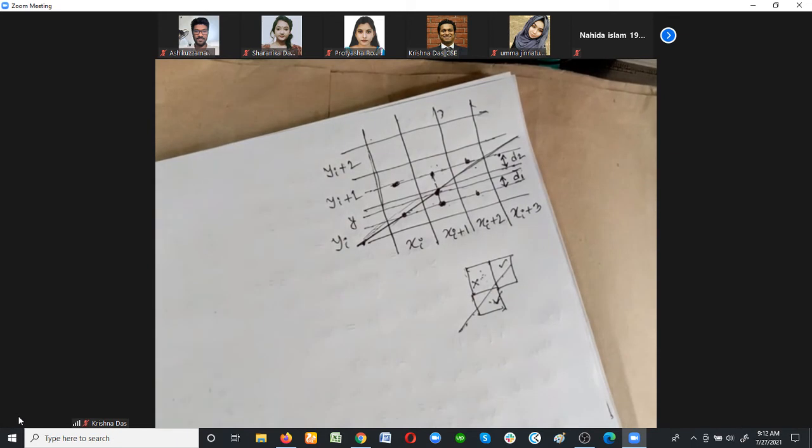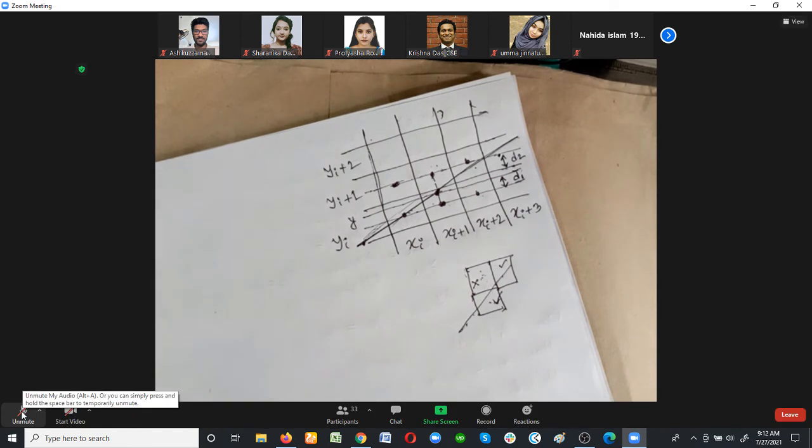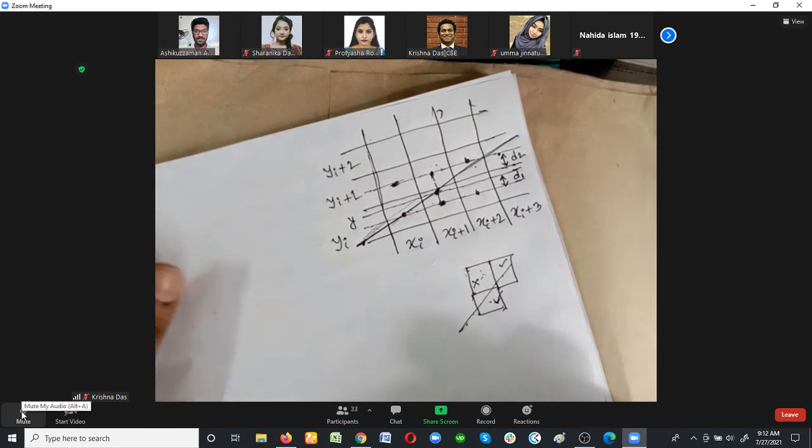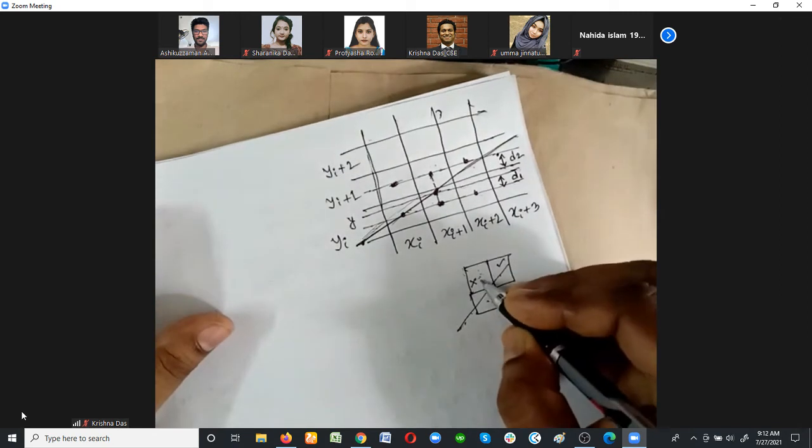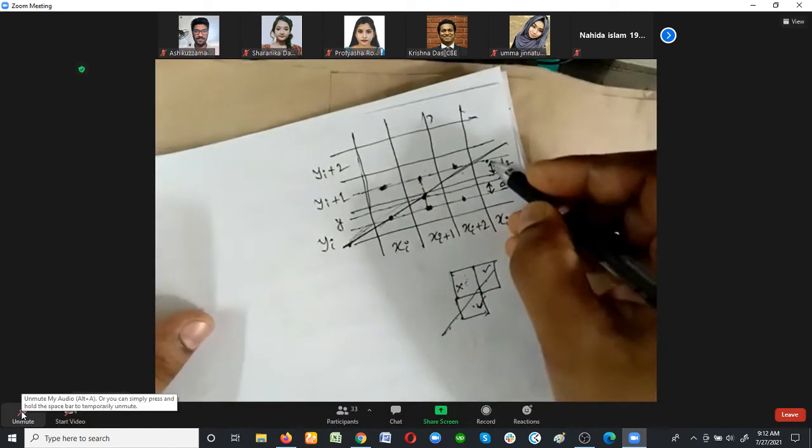Sir, it's getting very difficult to understand what the exact line is now. Sir, if the line had a different color of pen from before, that would be better. Yes, sir. Okay, at least you can get it now.